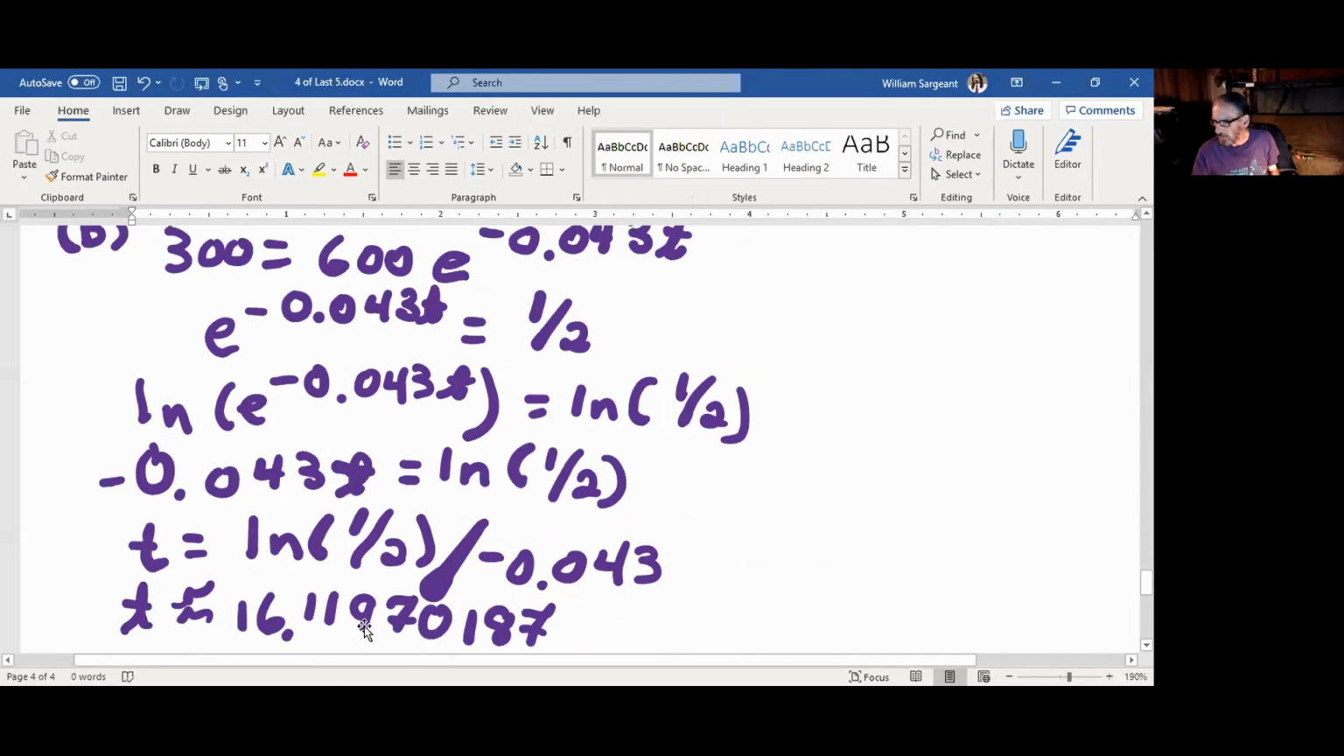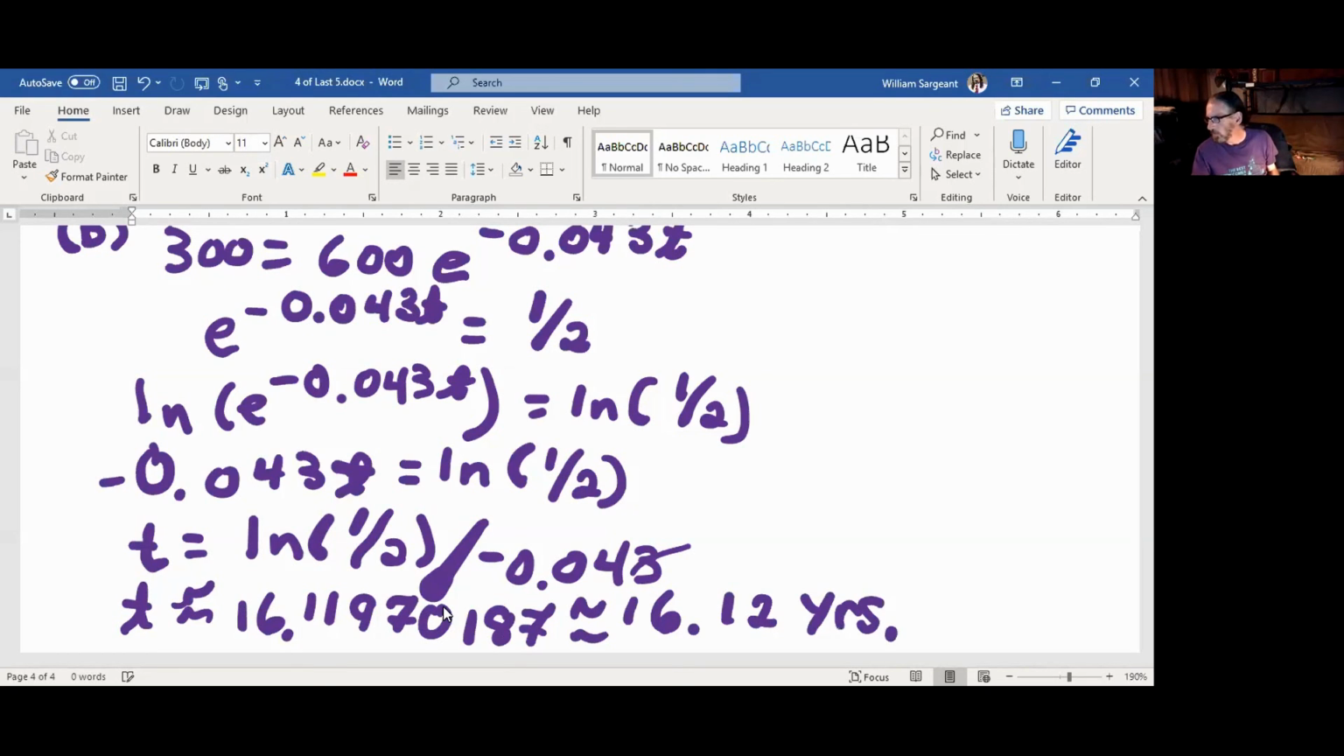The 9 is going to round that 1 up to a 2. We have approximately 16.12 years is what it would take to have half of the original amount.